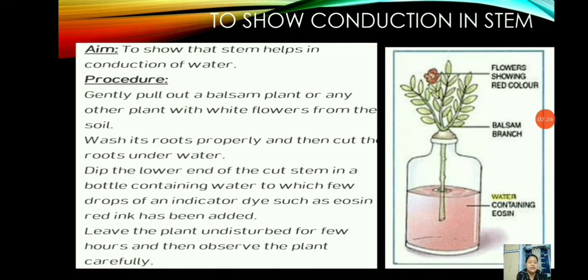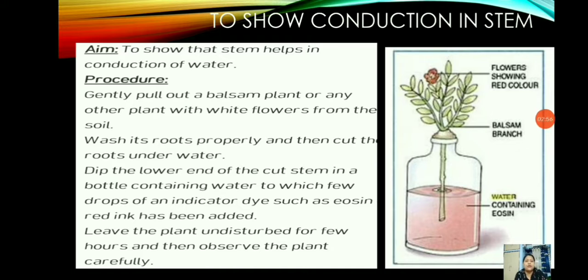So that is basically performed by the stems, with the help of some specific narrow pipe-like structures called xylem. I hope you all remember that. We have discussed in the previous class that the stem bears very small, thin, narrow pipe-like structures called the xylem, through which it conducts water and minerals throughout the body of the plant. So now let us discuss the activity.